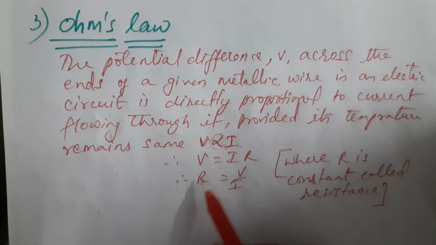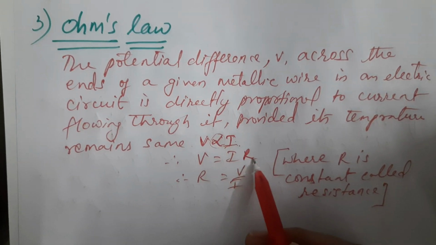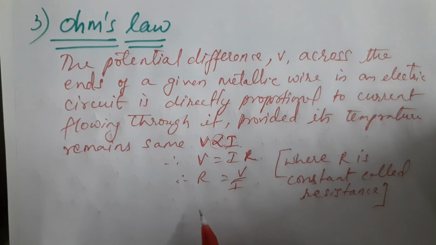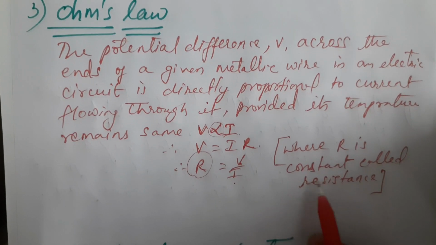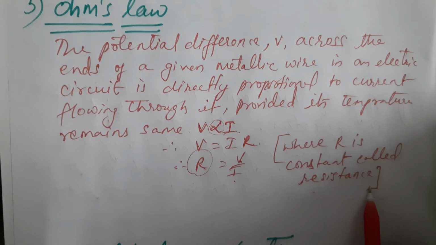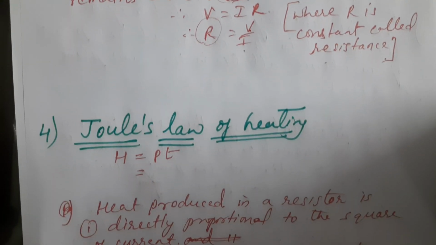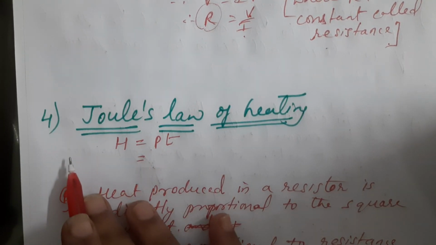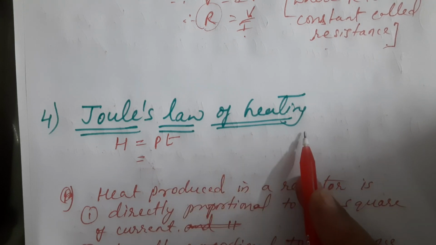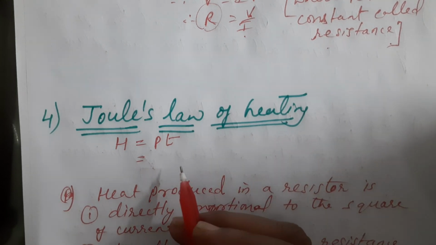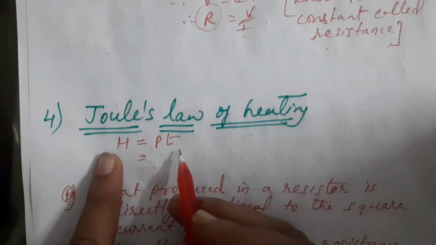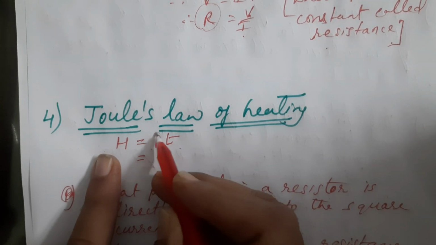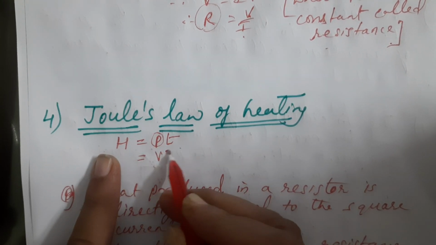To remove this proportional sign, we use constant R. V is equal to IR. Thus, R is V upon I. R is the constant which is called resistance. Now the next law, this is also from the same chapter, Joule's law of heating. If you remember, in my previous video, I explained how to remember the law, that is heat generated is power into time, and power is very important.